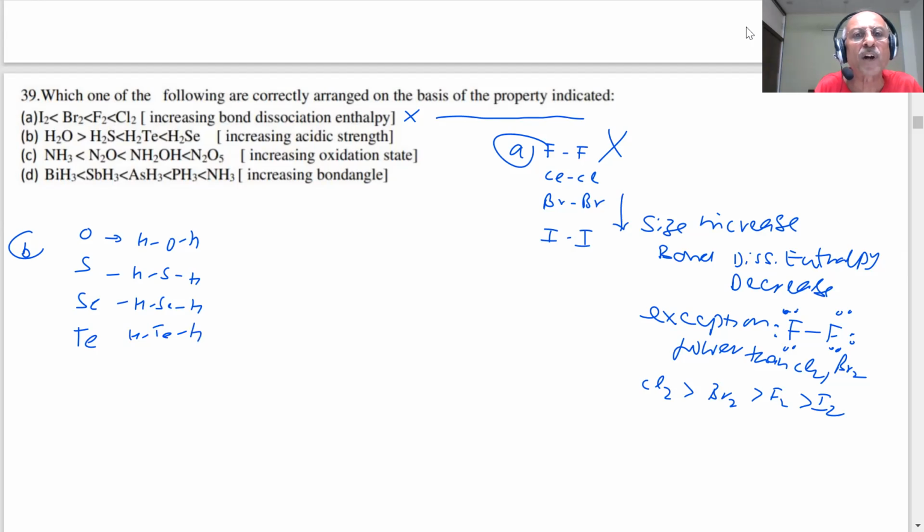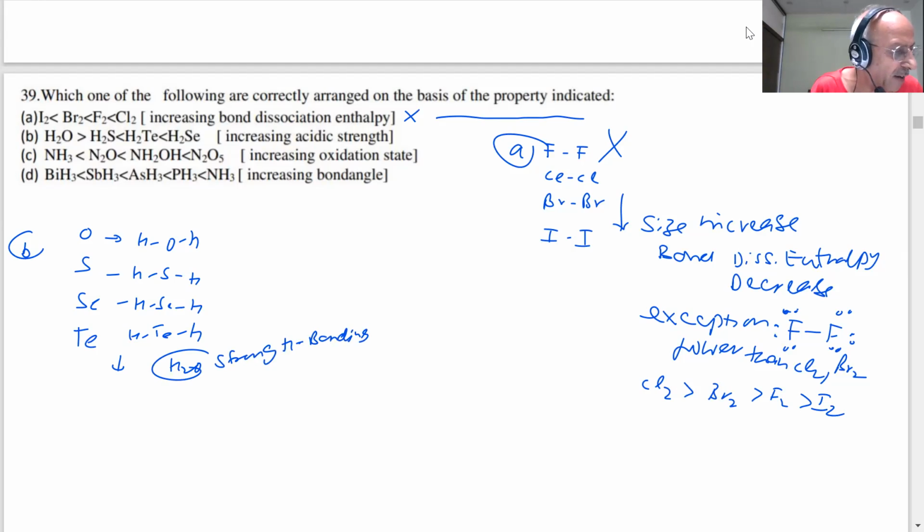What happens as you go down the group? The bond length is increasing. Therefore, this will dissociate faster. So we should expect acidic strength should increase. But what happens in water, you see, strong hydrogen bonding takes place.